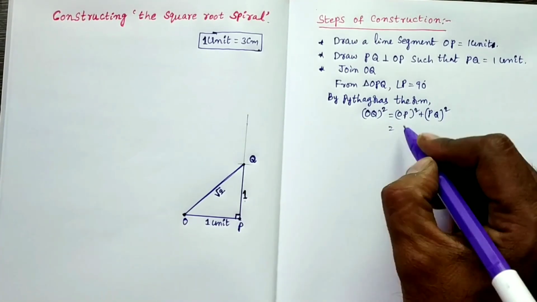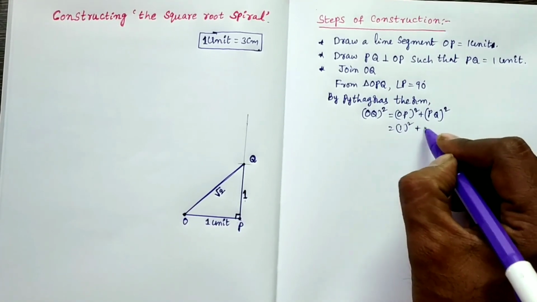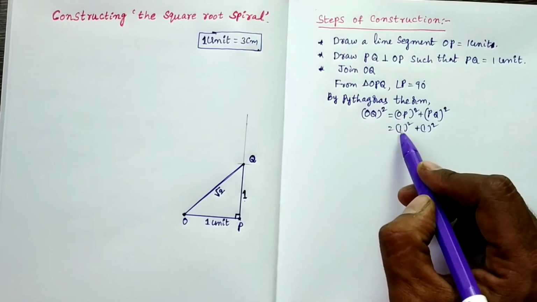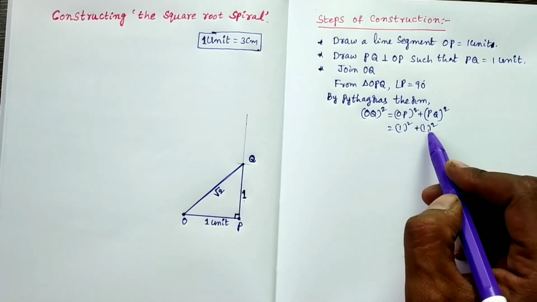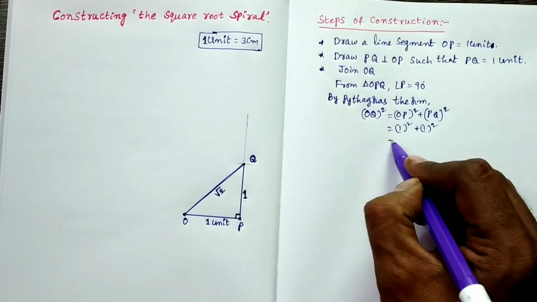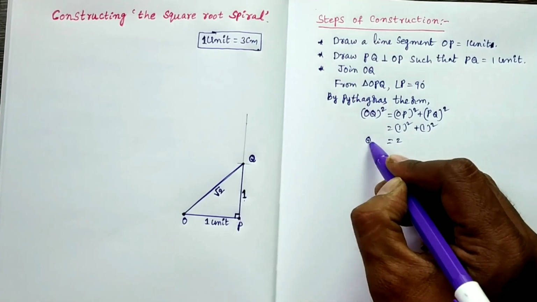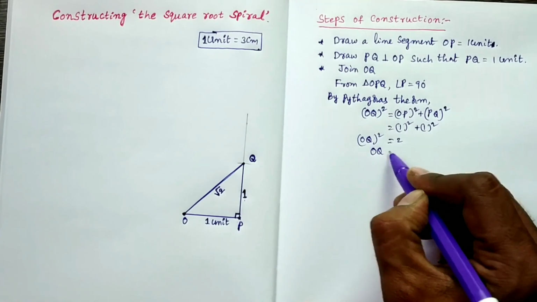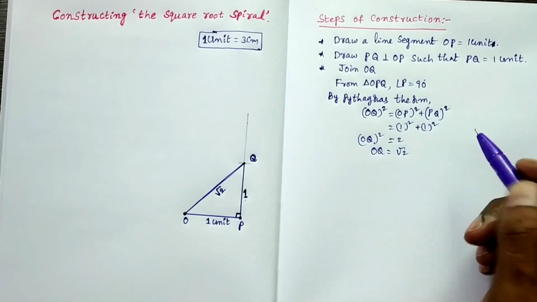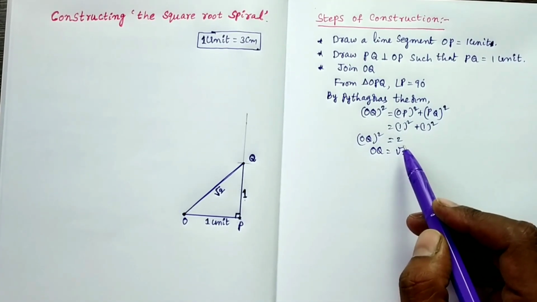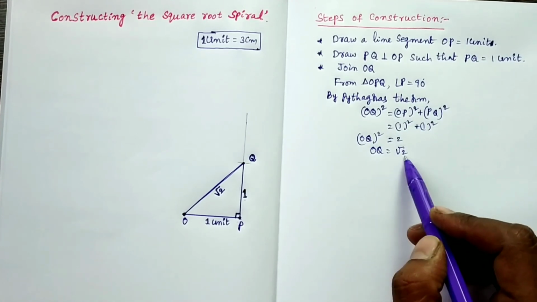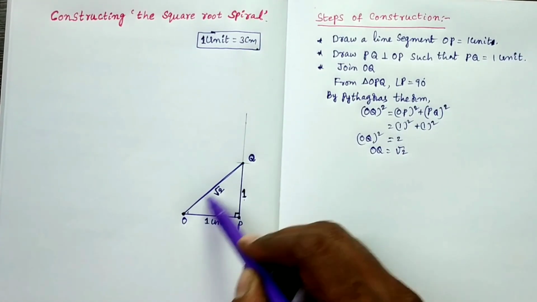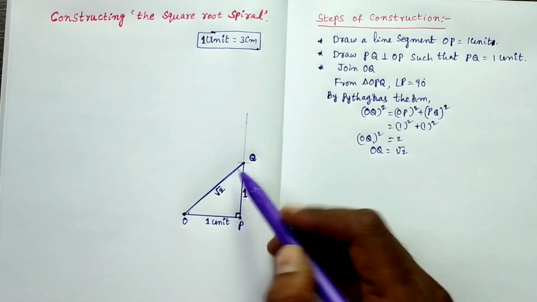Simplify. OP length is 1 unit, so 1 square plus 1 square. 1 square value is 1, 1 square value is 1, 1 plus 1 is equal to 2. This is OQ square. Then OQ will be root 2. OQ square is 2, so OQ will be root 2. That's why this length is root 2 units.